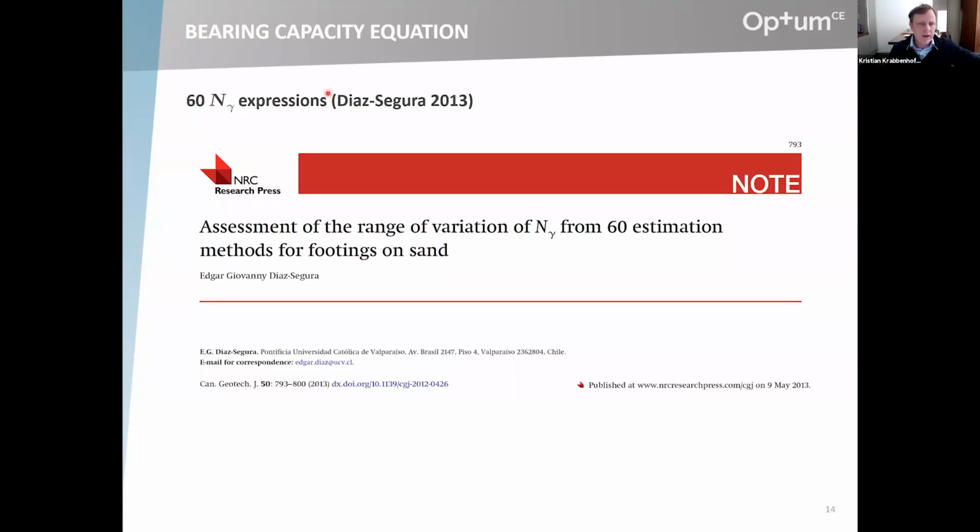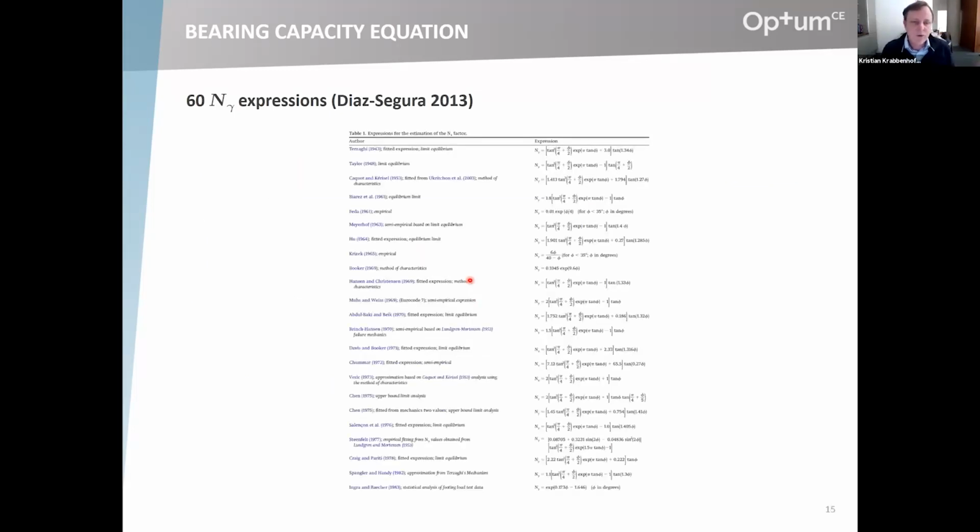This person here, Diaz-Segura, in 2013, trawled through the literature and came up with 60 different N_gamma expressions. So they're all listed here, starting from Terzaghi, who I believe came up with the superposition principle, in 1943, and through the decades here. So that's 70 years between Terzaghi and this publication of this table. So about a little less than 1 N_gamma per year.